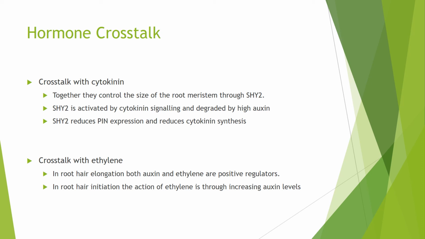And in root hair elongation, both auxin and ethylene are positive regulators. They act synergistically here. However, when we start looking at root hair initiation, again, they're positive regulators. However, this time, instead of ethylene's effect being synergistic with auxins, with their signaling pathways converging, we have ethylene actually increasing the amount of auxin biosynthesis.